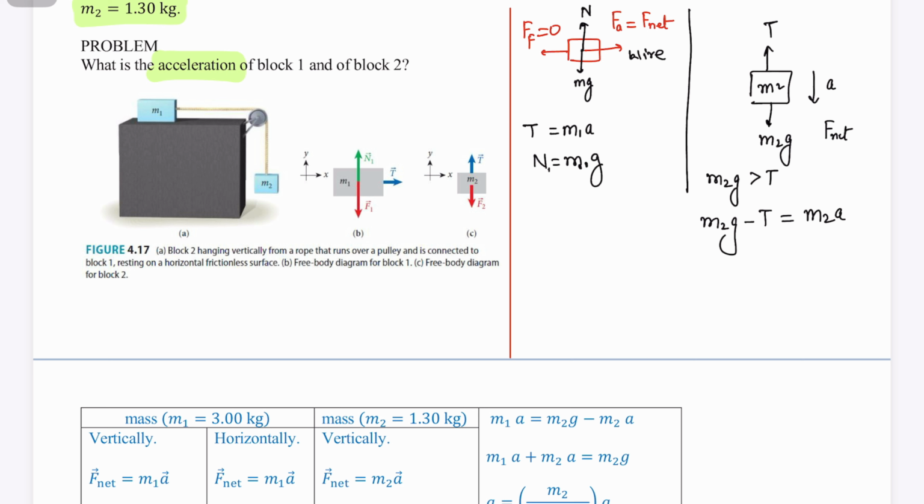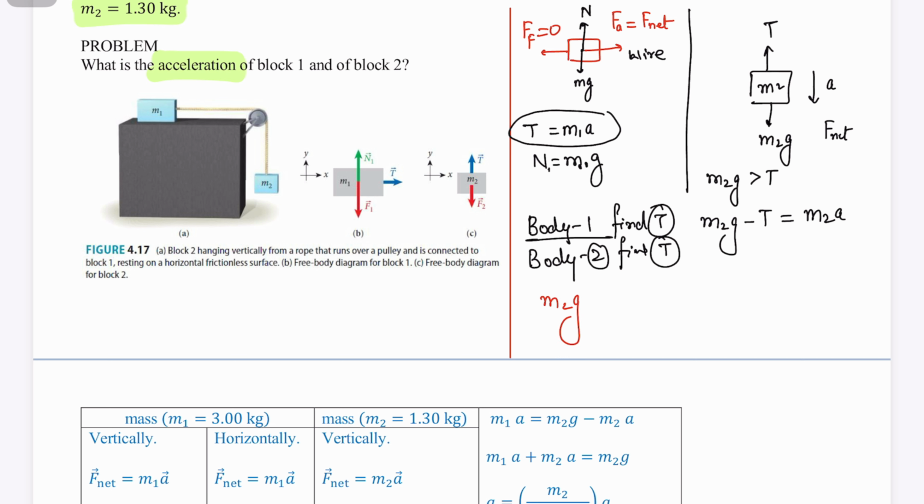Okay, so I'm going to give you a trick. In all the questions, just take body 1, find tension. What is the trick? Body 1, find tension. Body 2, find tension and equate them. Make them equal, that is the only thing. So here is the tension, here is the tension. Place the value: M2G minus M1A from here equals M2A.